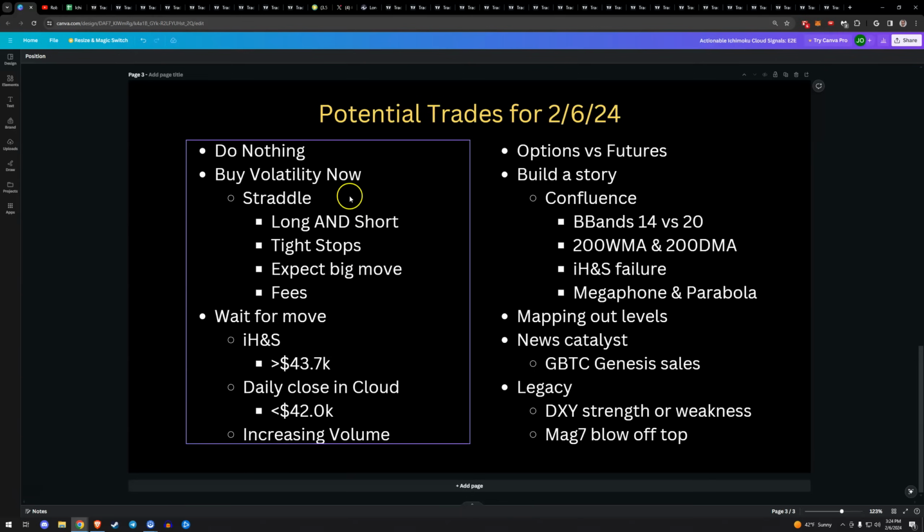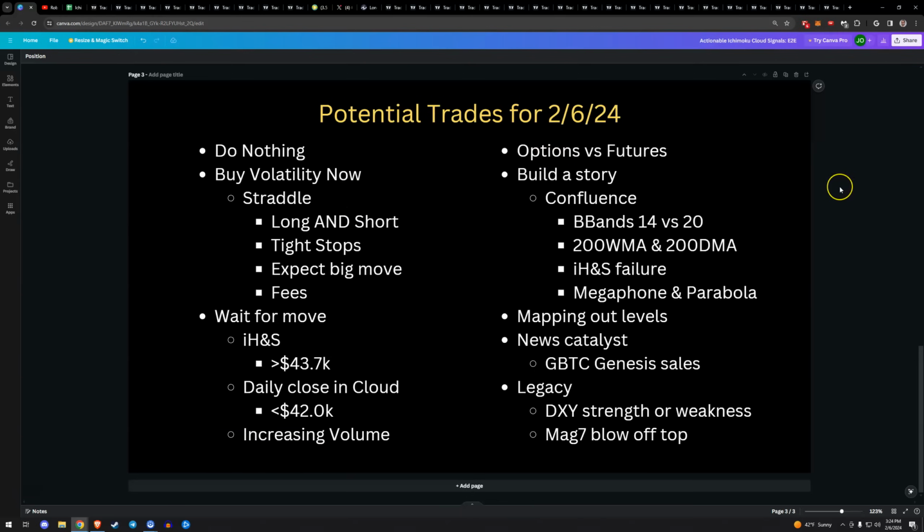You can buy volatility now. One way to do this, I'm not going to explain the option side of this, is called a straddle. So basically you're long and short at the same time. I'll go over the levels and the stop losses that you'd be looking for. I've only personally taken trades like this a couple times historically. Basically, you know a move is coming. You're expecting high volatility. You can get run over on fees with this.